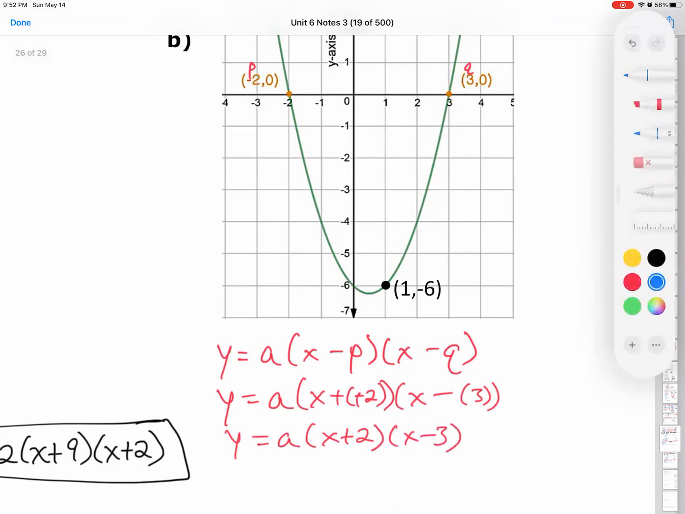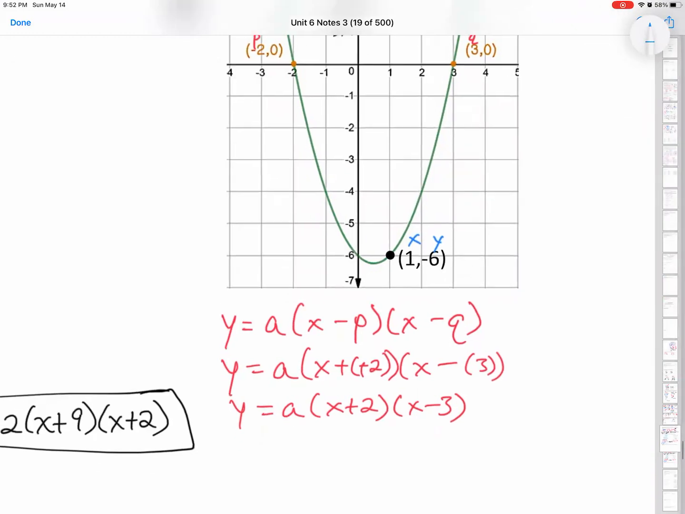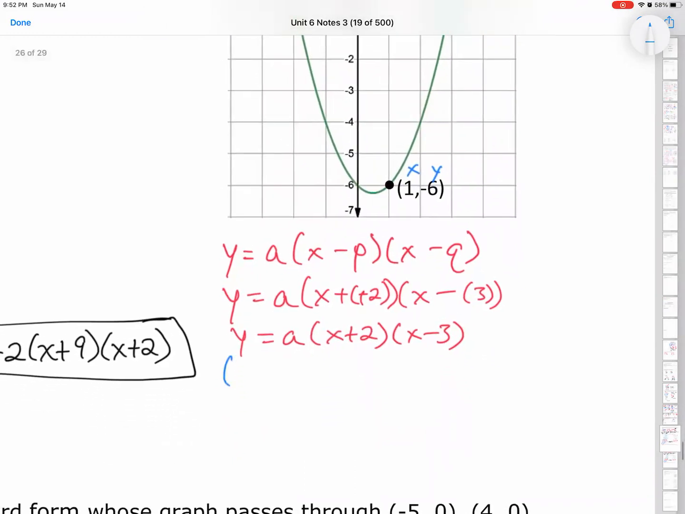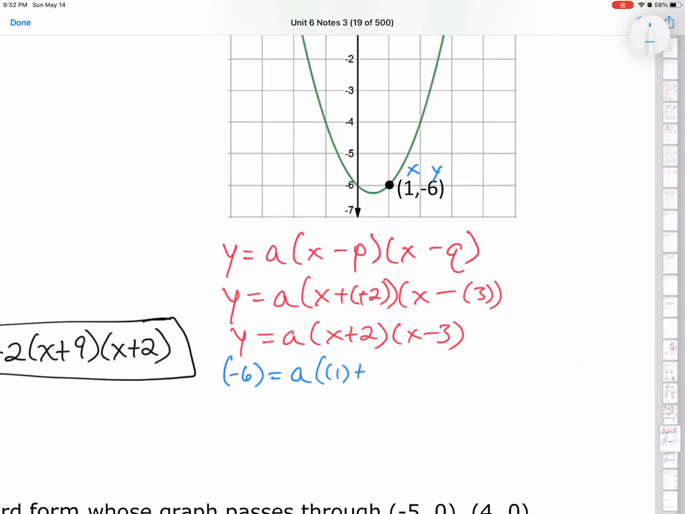Our other point comes in handy now. We have this x comma y that we can go ahead and replace in there into our intercept form. So we have -6 equals a times x, oops, no longer x, we got 1 there. 1 plus 2, and then our 1 minus 3. Again, -6 equals a times 1 plus 2 is 3 times -2. That's -6.